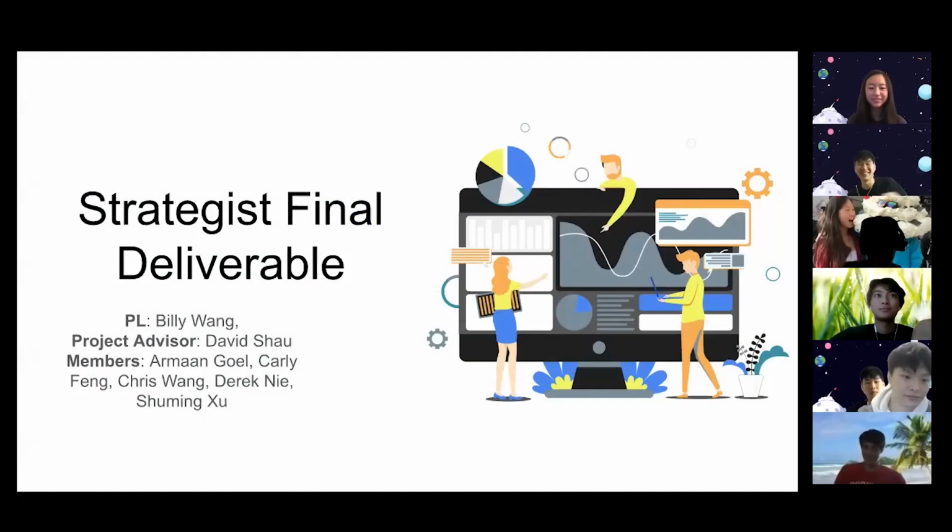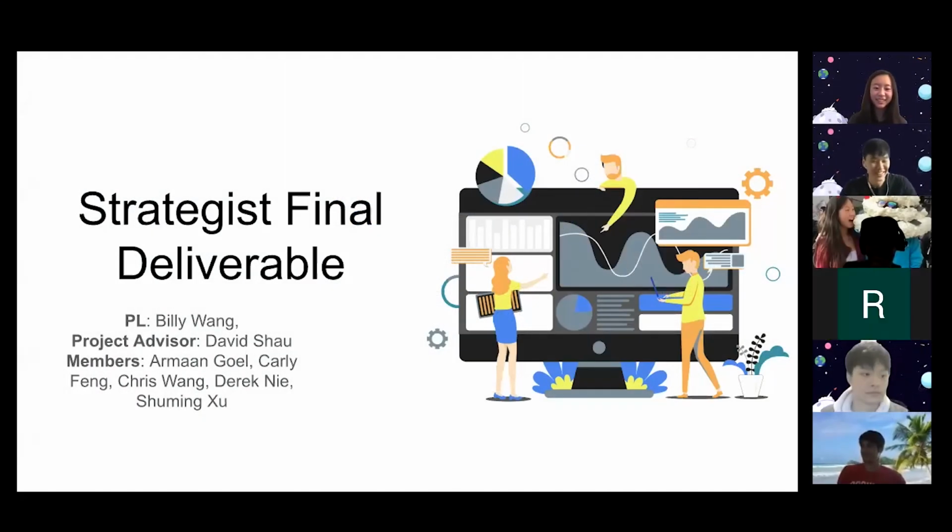All right, so let's try this again. So this is going to be the second run through of our strategist final deliverable. The people presenting for this one will be myself, Carly, and Shuming.